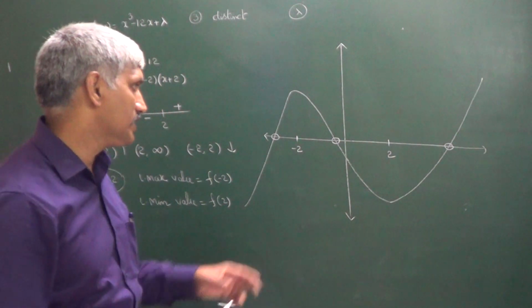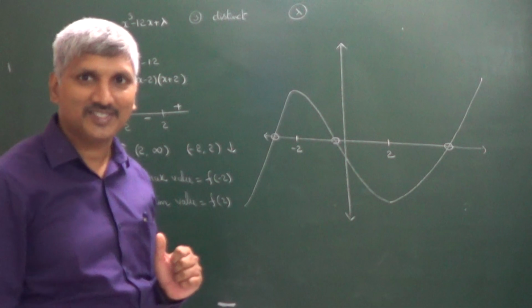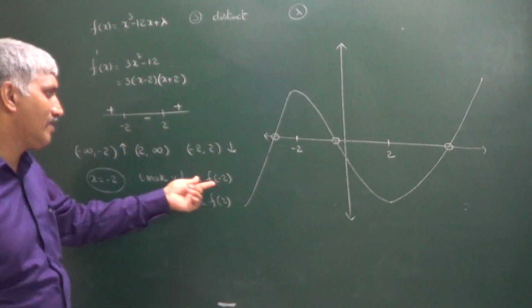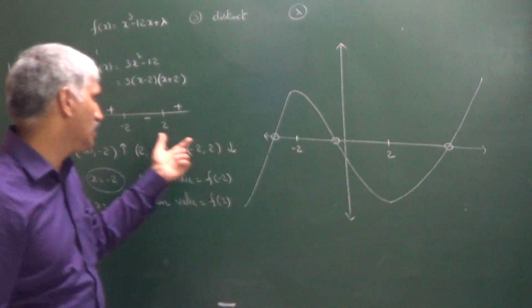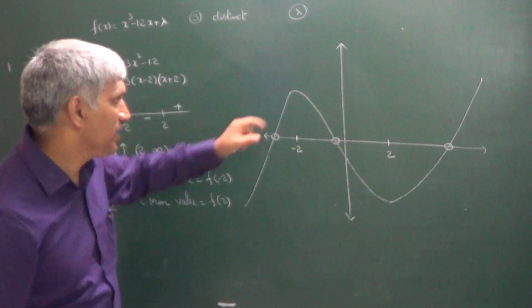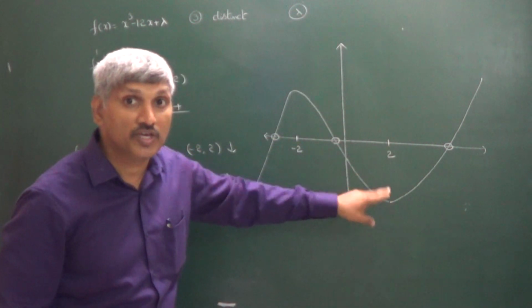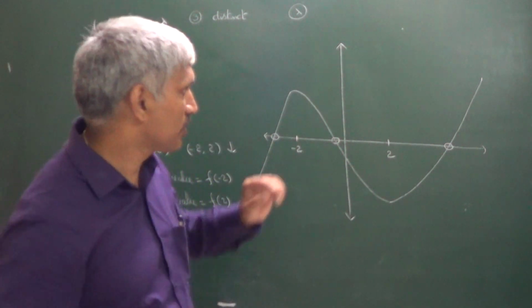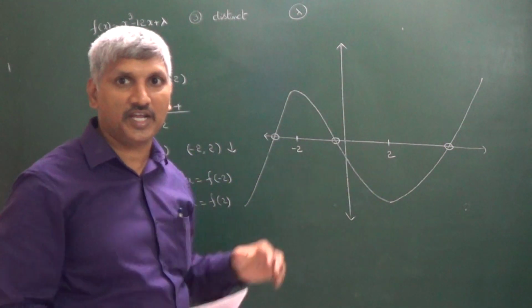That's why it has 3 different roots, we can say. At x is equal to minus 2 we have a local maxima. At x is equal to 2 we have a local minima. That information we have. Here we have a local maximum value, and here we have a local minimum value. If these 2 values are of opposite sign, local maxima we are getting positive, local minima we are getting negative.